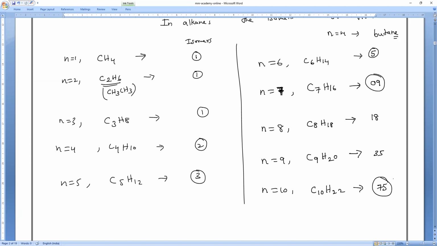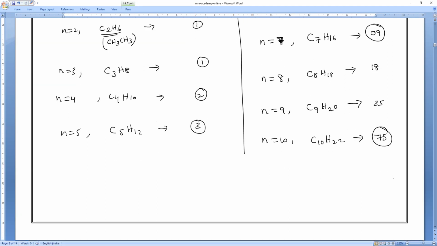There is no general formula for the number of isomers. If n becomes extremely high, just imagine there is no general formula at all. Up to n equals 7 there may be one, but that is also extremely rare. Everybody go through that, and if anybody has any doubt, you can ask me. Are you clear? Please remember the general formula for alkanes.